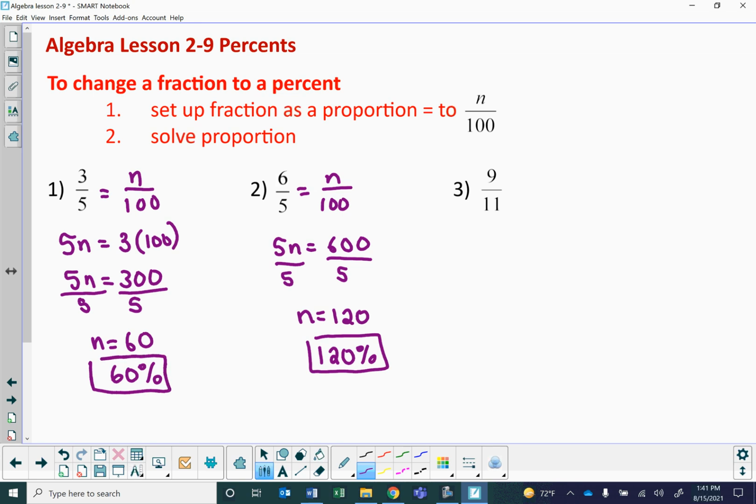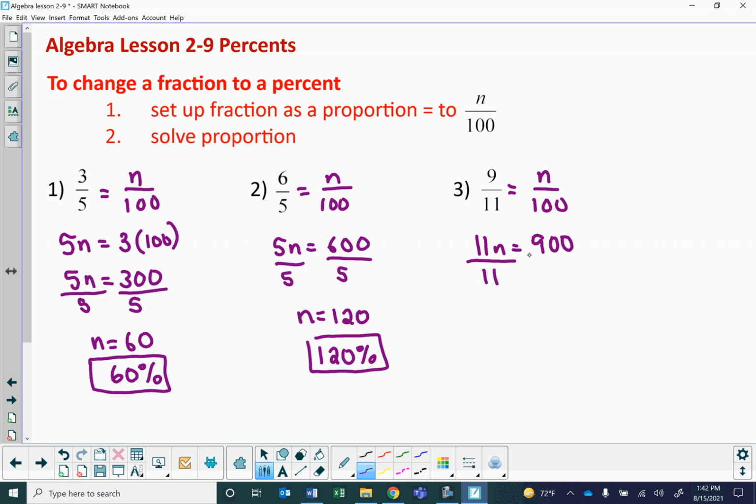Now, some of you are going to know some of these percents without having to set them up into a proportion. Some of them will not be quite so easy, like number 3. Most people don't know what percent this is. I knew what 1 and 2 were without having to set them up into a proportion. I kind of remember what 3 is, but I don't use it often enough, so I would probably have to set it up into a proportion to solve it. So 9 over 11 equals n over 100. So 11n is going to equal 900.